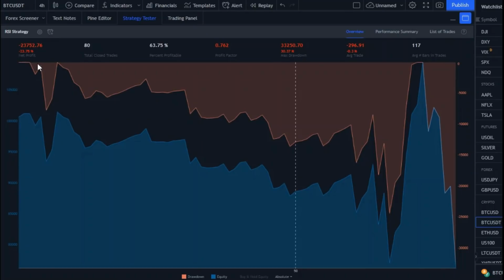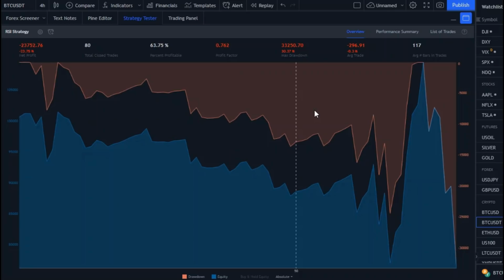Well, let's go back to our strategy and see what happens. Here, we find that the max drawdown is high and reaches more than 30%, and this has negatively affected this strategy. Even with its 63% accuracy, it was a losing strategy, and the reason was the high rate of the max drawdown.